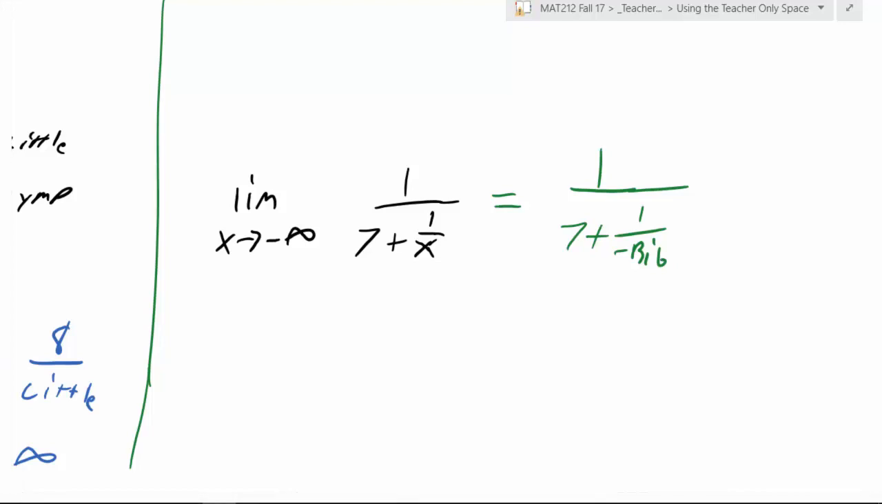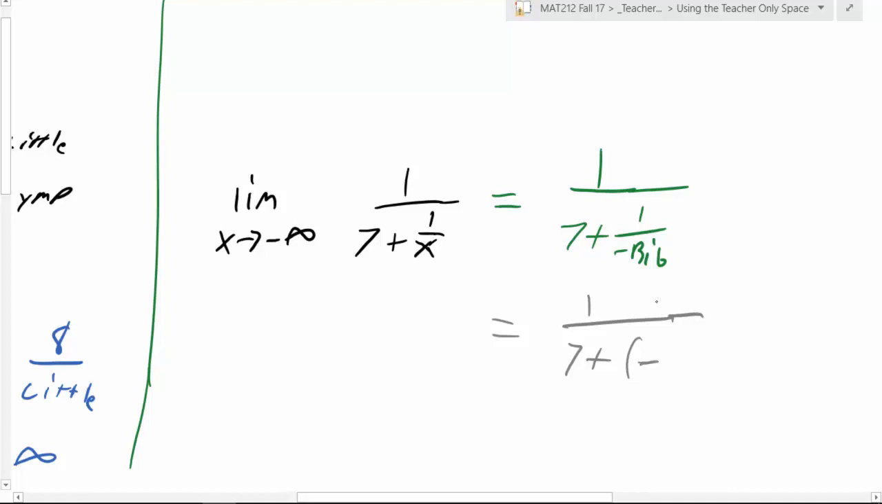Because now, big little logic just tells us, all right, let's see, 1 over 7 plus, what is 1 divided by a negative big number? Well, a positive divided by a negative makes a negative, right? So we therefore know the answer to this would be negative.